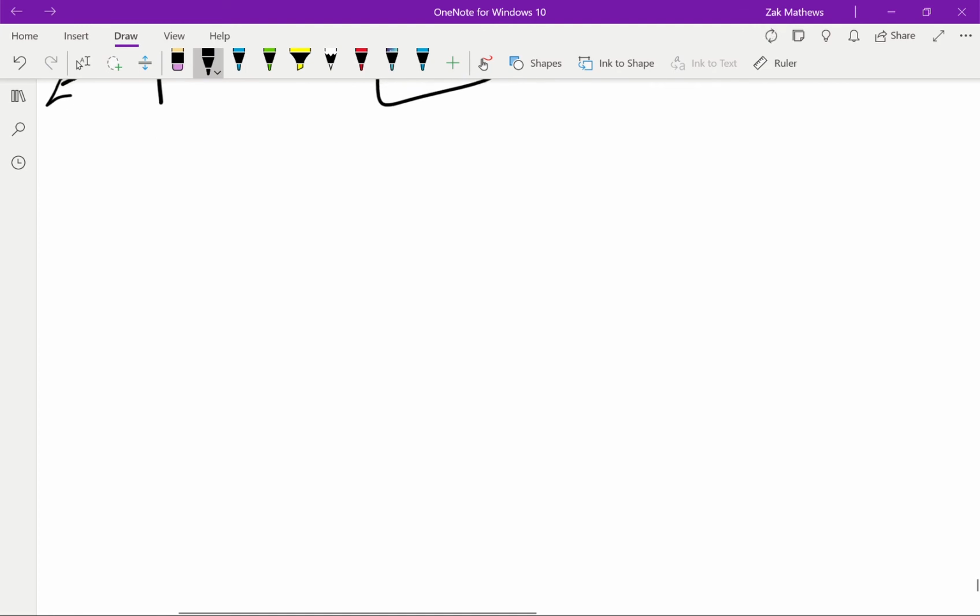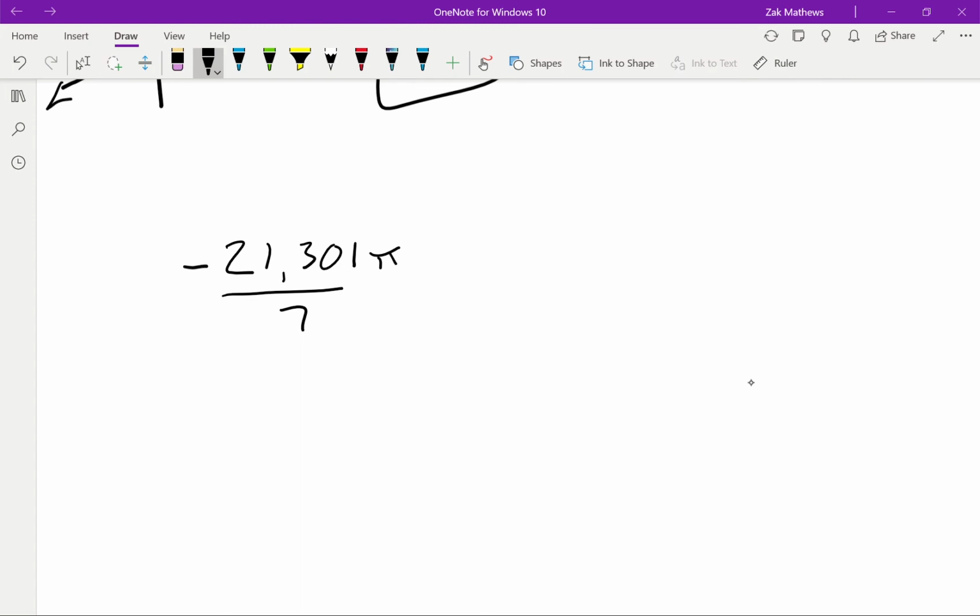Let's do one last example. Let's take negative 21,301 over, say, 7. And let's put a pi there. And I want to graph this, which means I need to find its coterminal angle. Well, now because we're starting with a negative, I really need to build up to get to that positive so I can see where it falls between 0 and 2 pi.